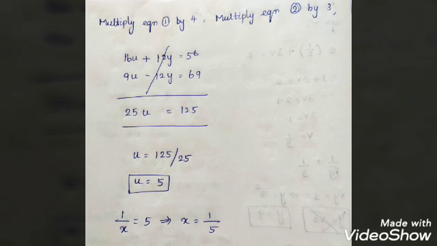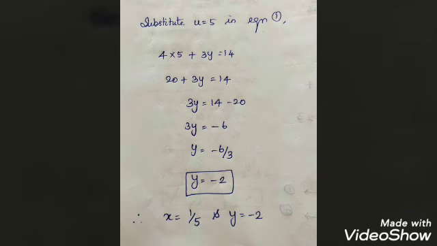1 by x means u. So 1 by x is equal to 5. So x is equal to the reciprocal of 5, which is 1 by 5. Is it clear? After transforming the equation, we are using the eliminating method. We are eliminating any variable and we are using the substitution method to substitute in any equation. So substitute u equal to 5 in equation number 1. So 4 into 5 plus 3y equal to 14. 20 plus 3y equal to 14. 3y equal to 14 minus 20. So y equal to minus 6 by 3. Y equal to minus 2. Hence the solution is x equal to 1 by 5 and y equal to minus 2.